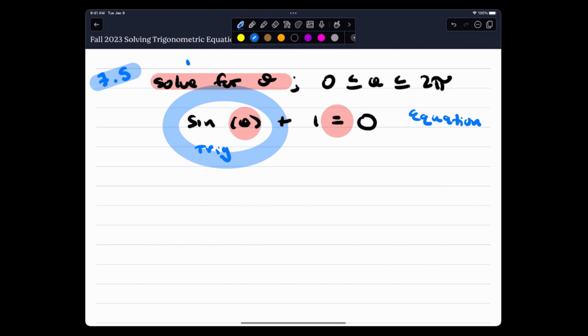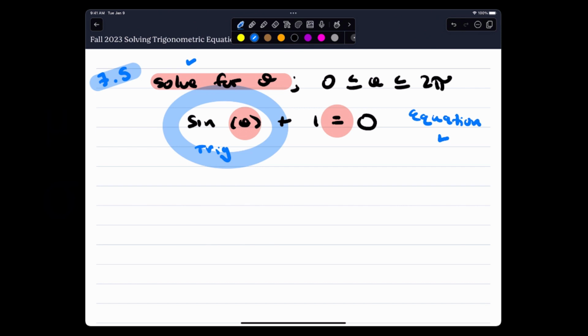So we have solve. There's a trig function. This is an equation. This is known as a trigonometric equation. It has a trig function, it equals a value, and it says to solve for the variable theta. So this is a trig equation, and that's the name of this section. So solving trig equations is pretty important.